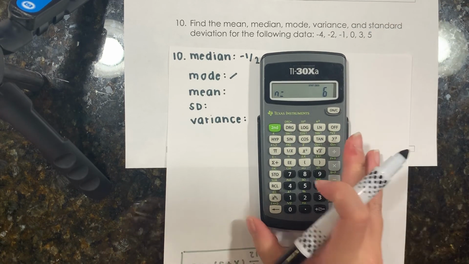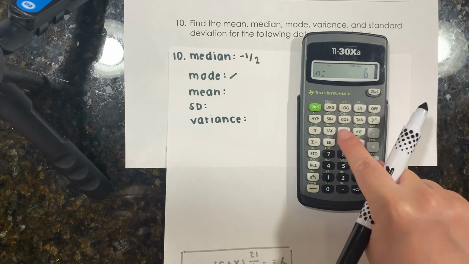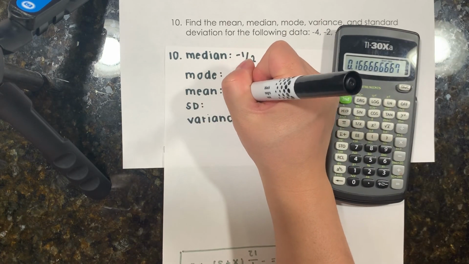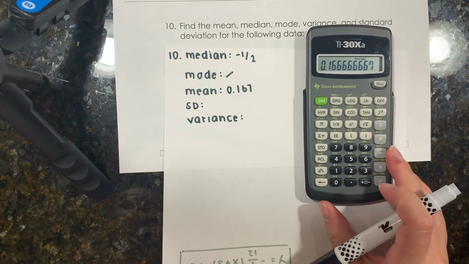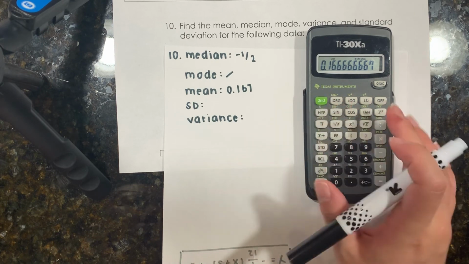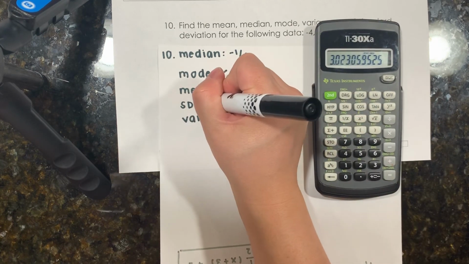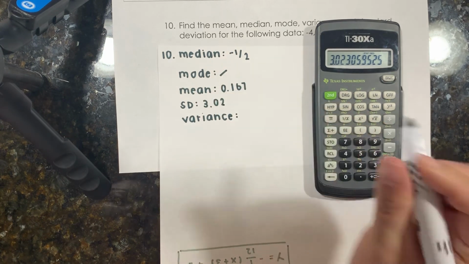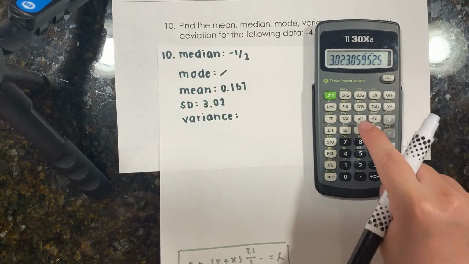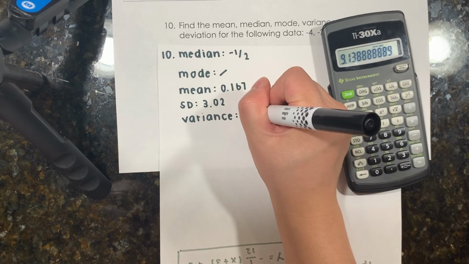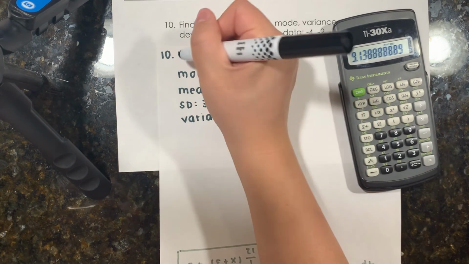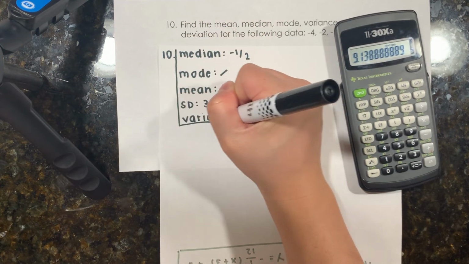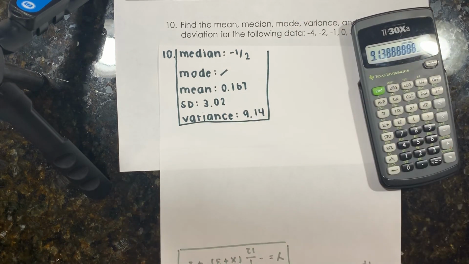There's 6 numbers. Now, to find the mean, you're going to use second x squared. So that tells me that the mean is 0.167. Then I'm going to do the standard deviation, which is always second divide. So that would be 3.02. And the variance is just whatever the standard deviation is squared. So I'm going to hit the x squared button. So my variance is 9.154. And that is your results for number 10. So for number 10, you use your calculator to complete that problem.